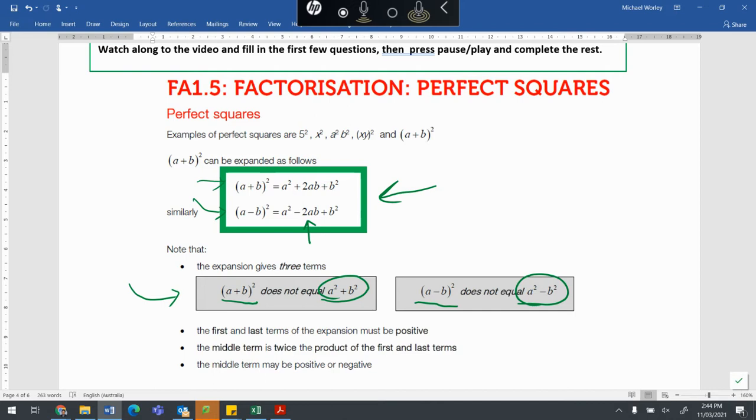All right, so these things in the green box are really important. So I want you to hit pause right now, and I want you to pop those formulas from the green box into your exercise book and put them under the heading Perfect Squares Rules. Go.